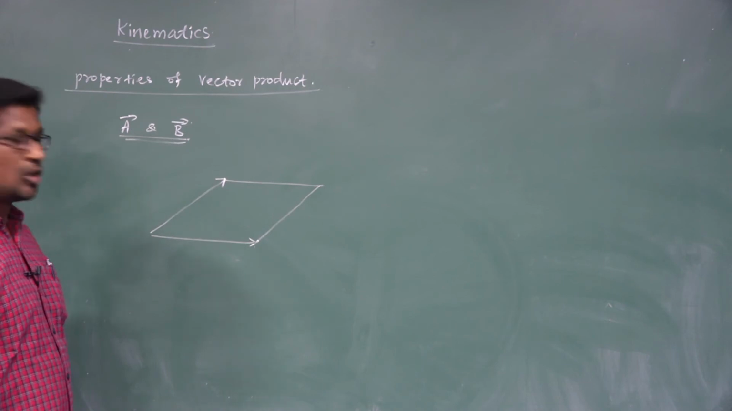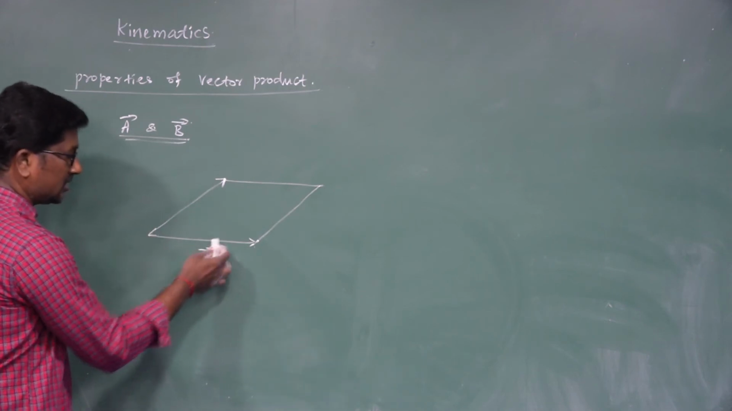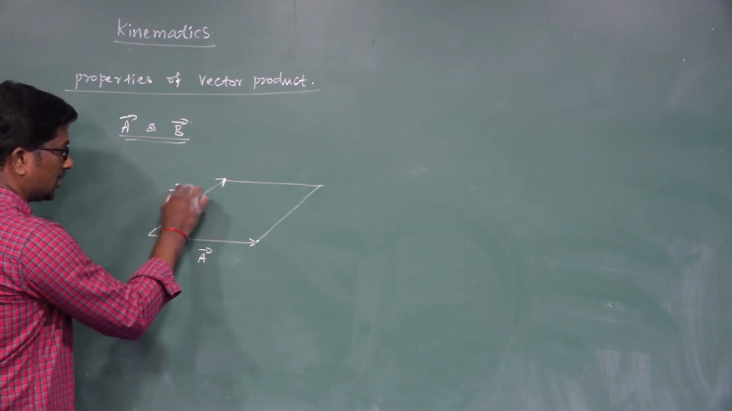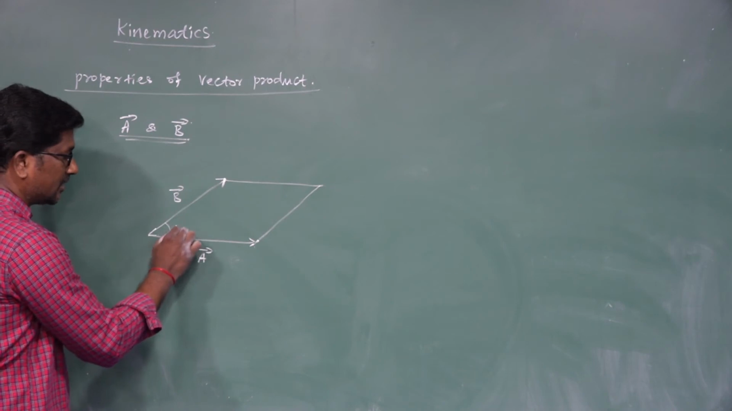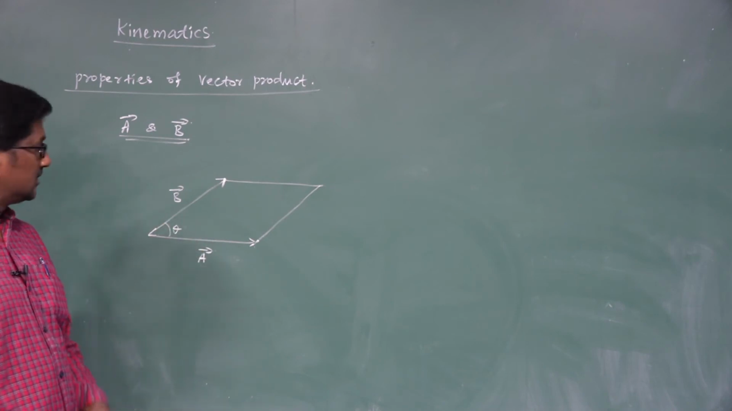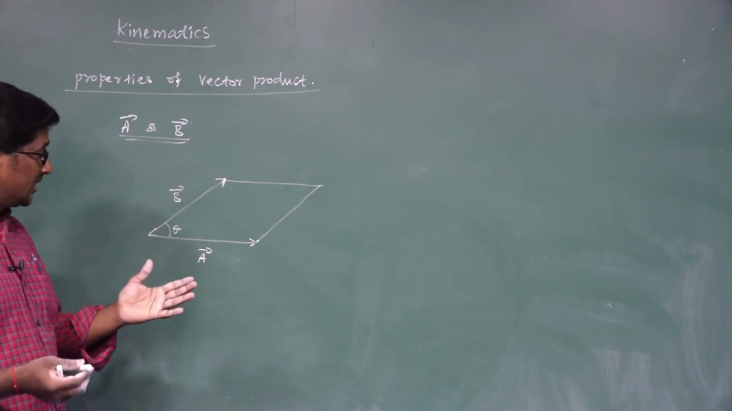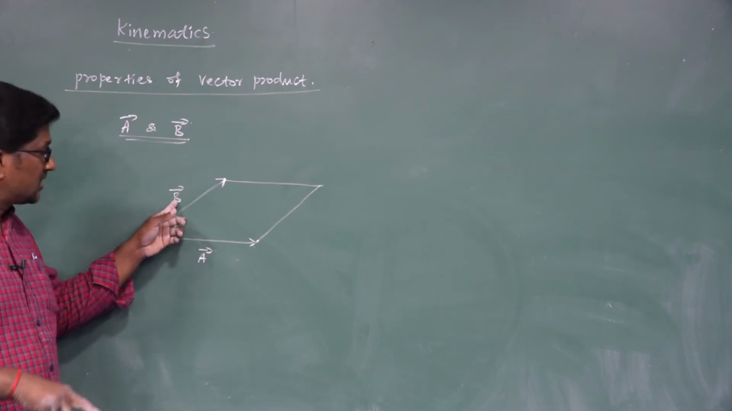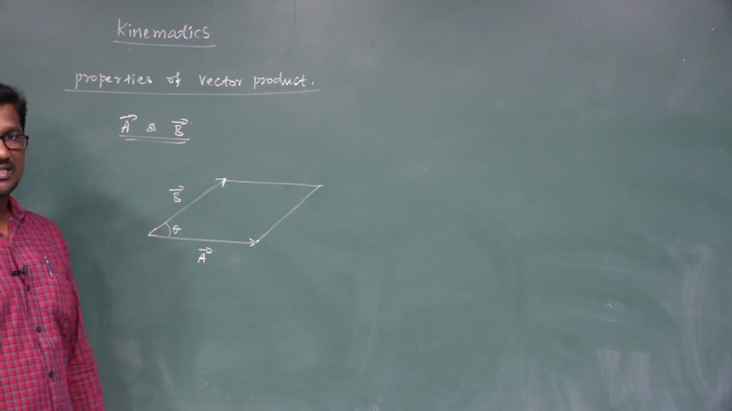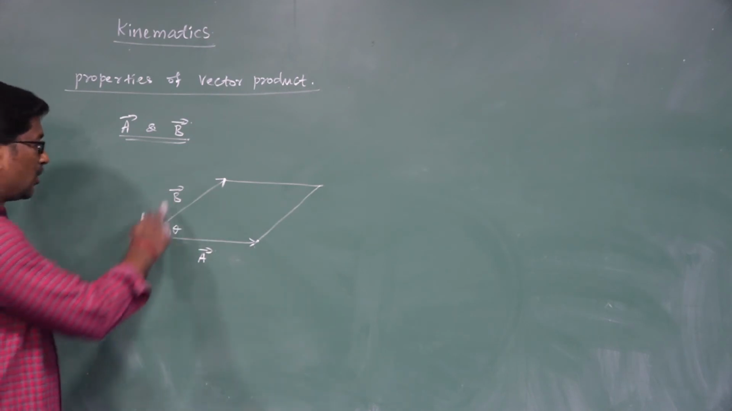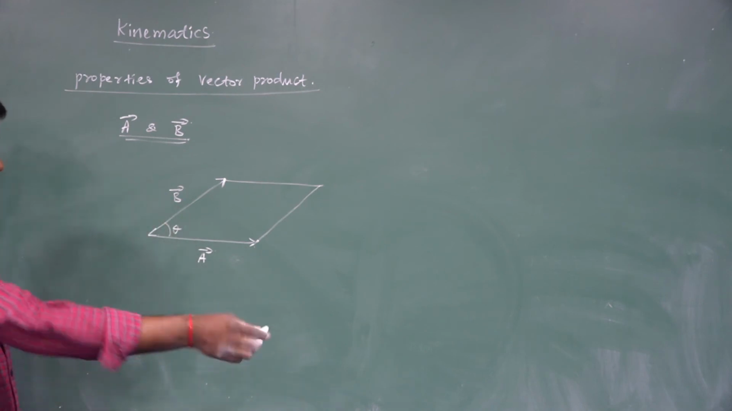This is a parallelogram. Right here, this is A vector and this is B vector. Suppose the angle between these two vectors is theta. Here A vector and B vector are the two vectors which are considered as the two adjacent sides of a parallelogram, making an angle of theta, right?